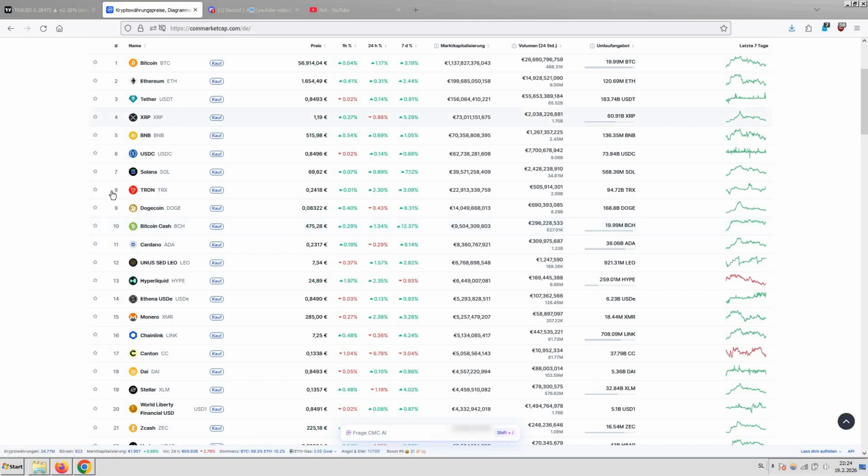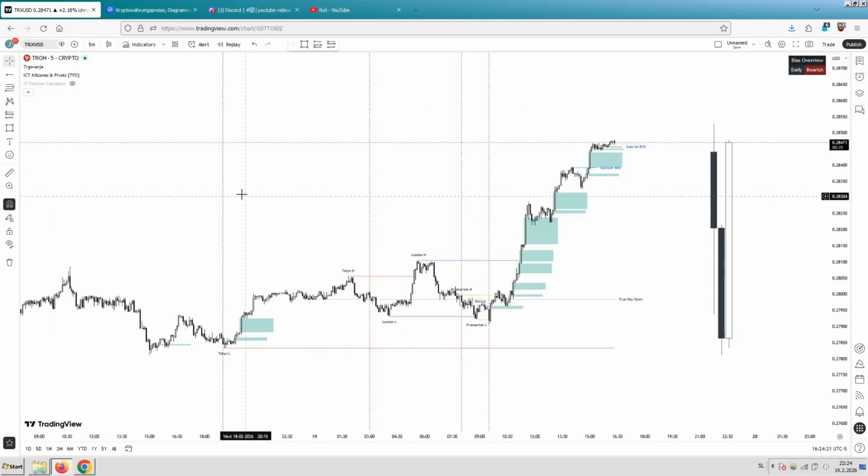It's that simple. So before we started, I chose Tron. So here we have the Tron. And now let's begin with our little backtesting challenge: how much money we could make trading Tron. And then the second coin is gonna be, I don't know what.